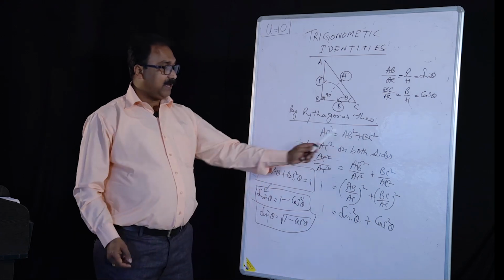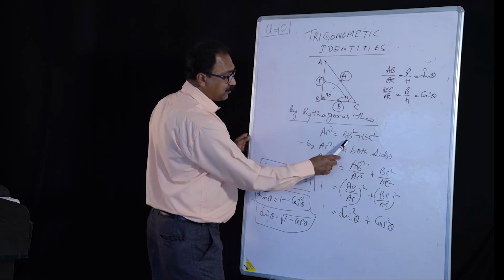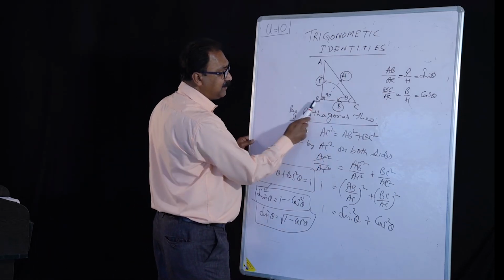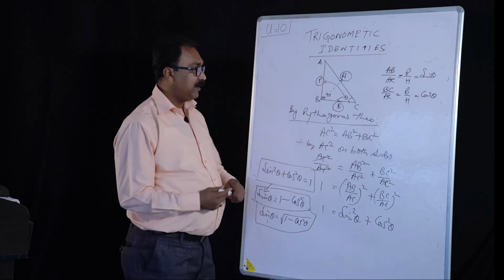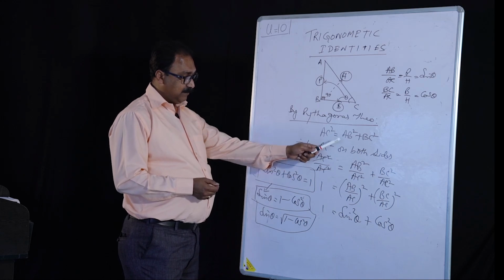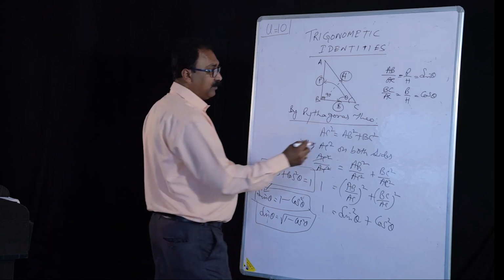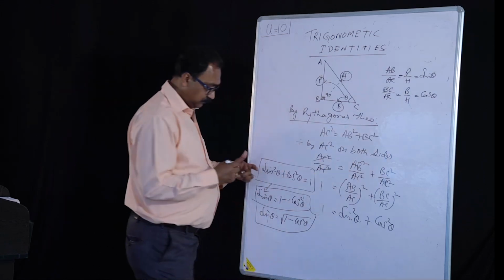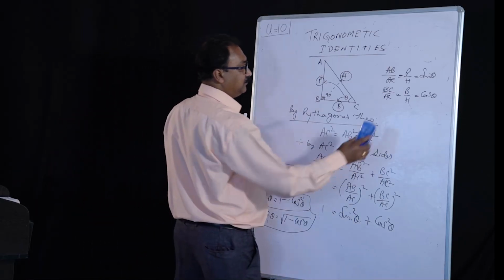Now if I divide with AB square, how much can you get? Just remember, with AB square, AC by AB is hypotenuse by perpendicular. This is cosec square theta equal to 1 plus cot square theta. So if I divide with AB square instead of AC square, you will get the cosec square formula. Okay? The new formula will come here. I will write this part here.